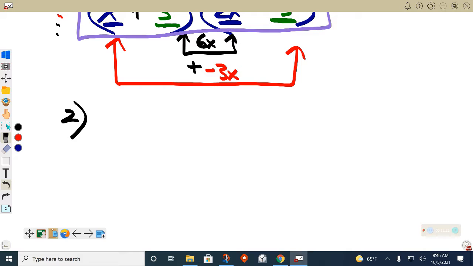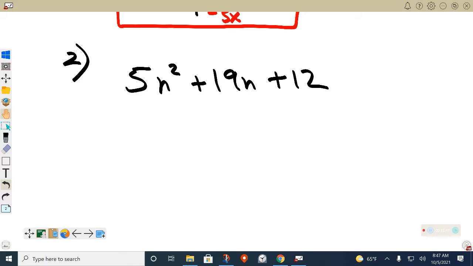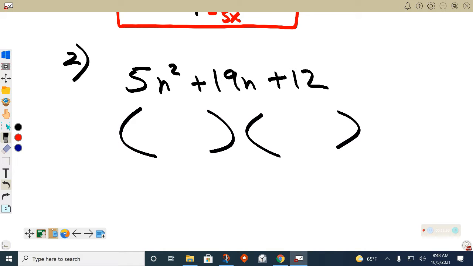Let's try 5n squared. I'm just throwing in a different variable instead of x. I get kind of bored with x sometimes. Plus 19n plus 12. Let's factor this. I already know it's going to be 2 binomials. That's going to be the stuff I multiply to get that trinomial.